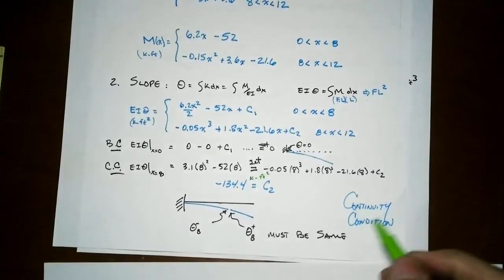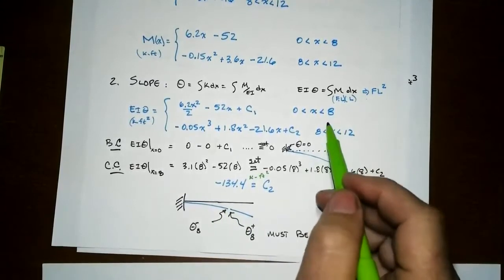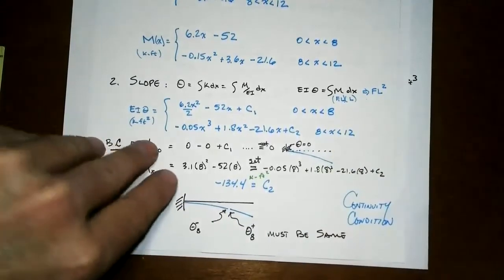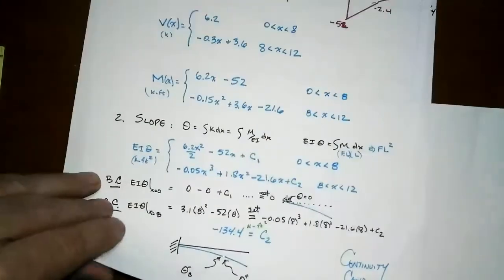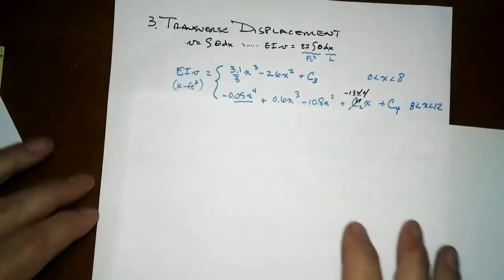This whole thing is called a continuity condition, that we have to have continuous slope right through that region, that the same value, however we approach it from either side, has to be identical. So that gets us the slope. Now we're going to do the exact same thing for the displacement, right?